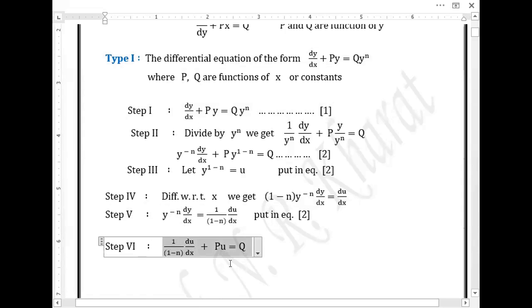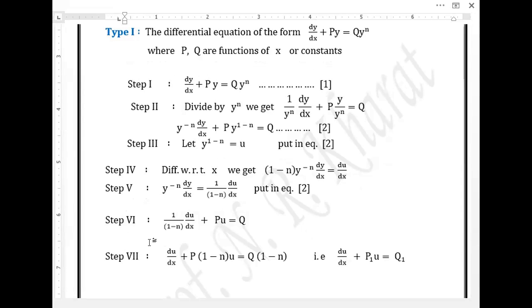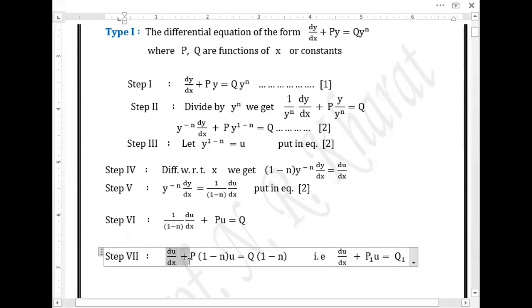It is the linear differential equation in u. So we have to make the conversion. The coefficient of du by dx should be 1, so the entire differential equation can be multiplied by 1 minus n. So we get du by dx plus p(1 minus n)u is equal to q(1 minus n), where 1 minus n is some real number.